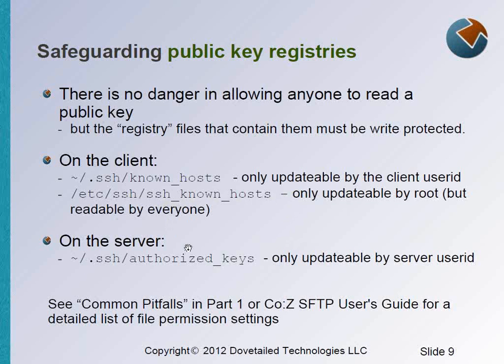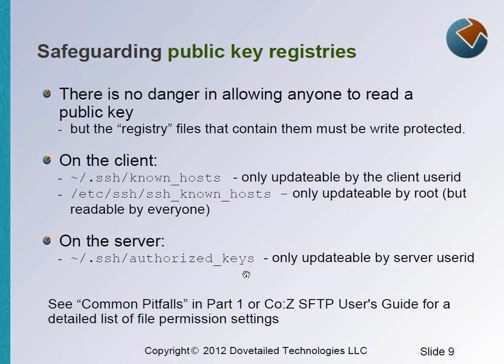Turning it around, looking at user authentication, the target user ID's .ssh directory, this file authorized keys, you're going to make sure that only the target user ID, the owner of this file and directory, only that guy should be able to update this file. Because if someone else could update it, they could put a public key in there that matched some private key that they had, and then they could log in, right? So even though it's okay to let someone read these files, you can't allow anybody else to update them, to put a key in the file.